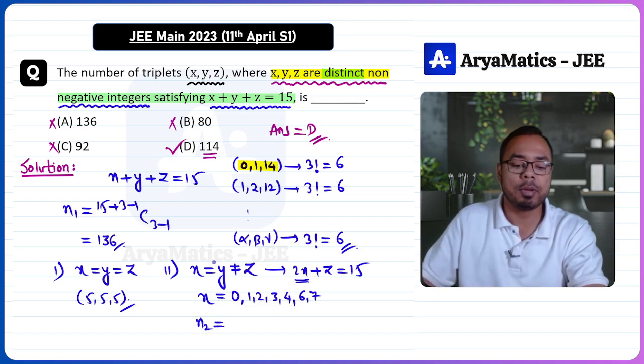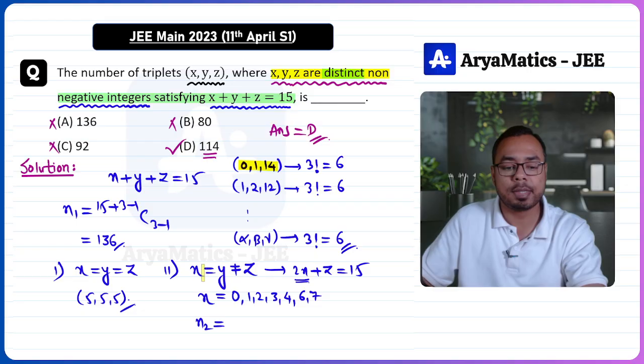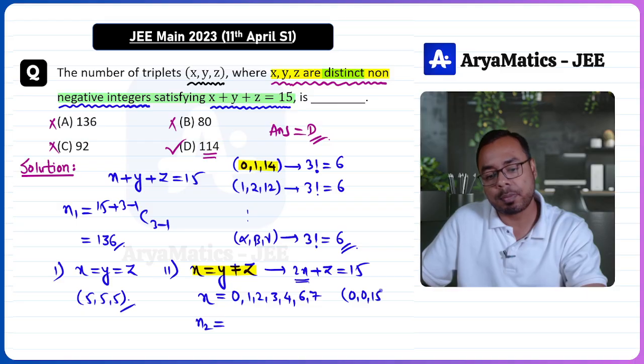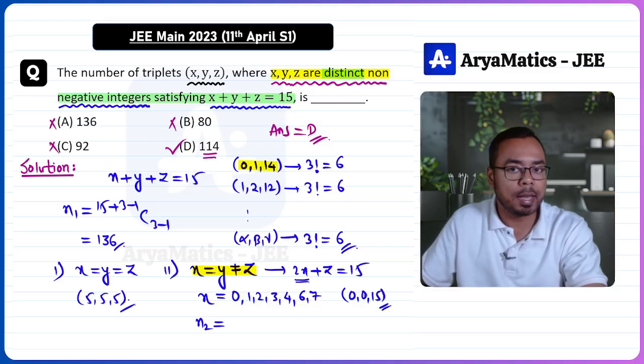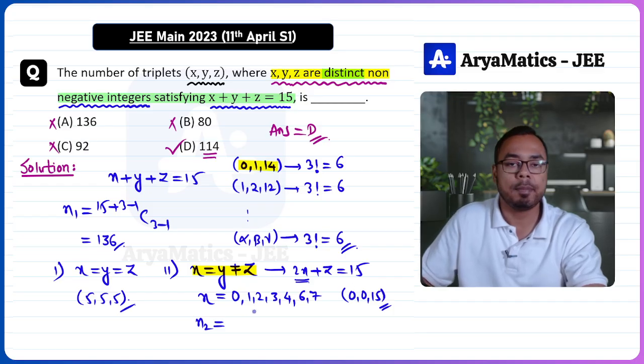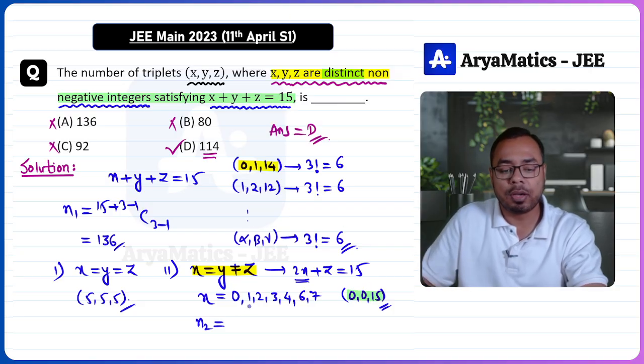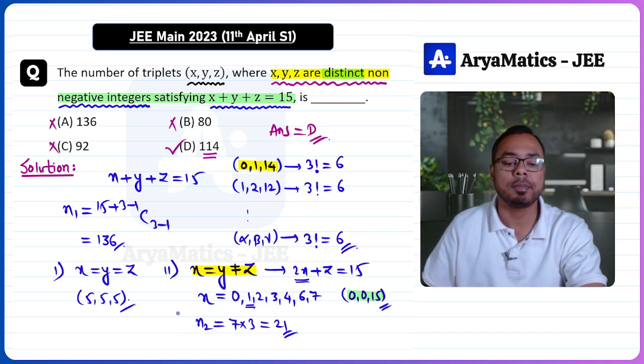If n2 is the number of solutions where any two variables are the same and different from the third, one solution will be, for example, x is 0, y is 0, z is 15. Now in how many ways can we arrange these three numbers? Obviously 3 factorial by 2 factorial. So corresponding to this one solution, you can get 3 different solutions. Similarly, corresponding to the next one, you can get another 3 and so on. So 7 cases, each one will give us 3 solutions. That means 7 into 3, 21.